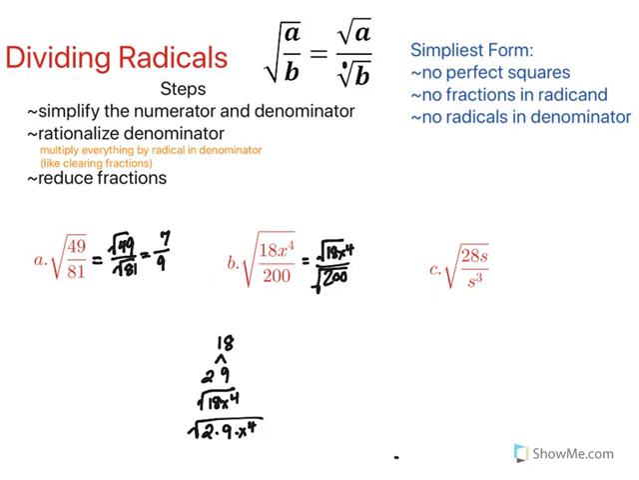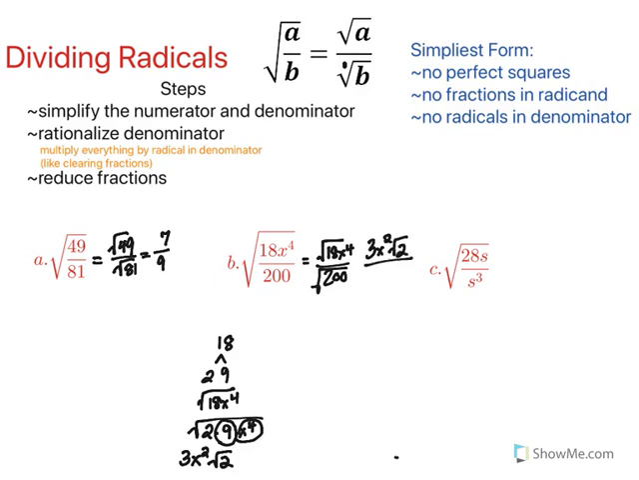Let's pull out those perfect squares. So square root of 9 is 3. The square root of x to the 4th is x squared. Remember to divide the exponent. And then we're left with the square root of 2 on the inside. So here we have 3x squared times the square root of 2.